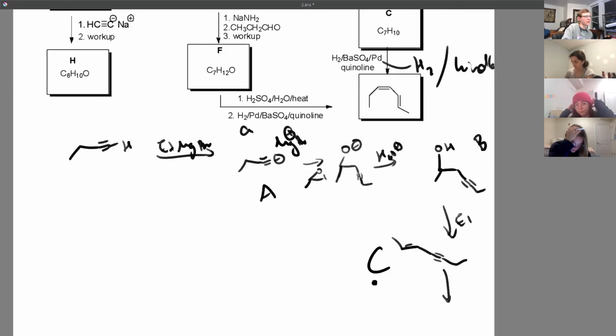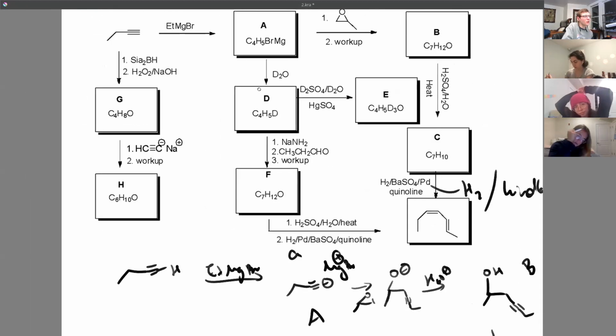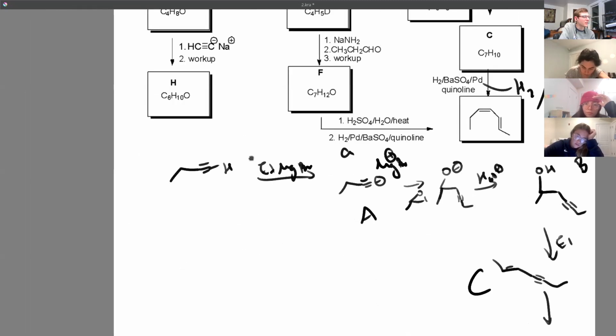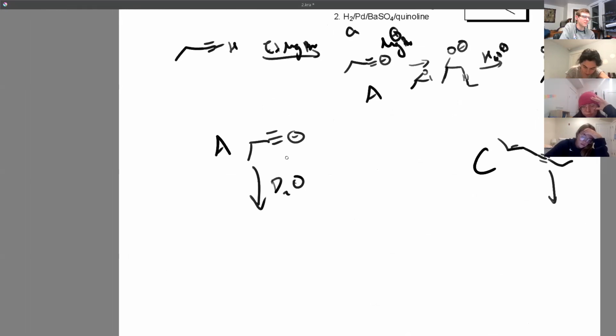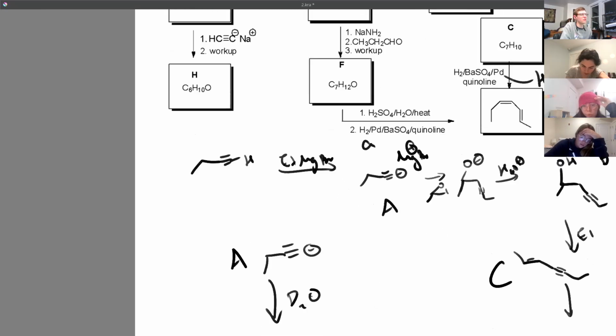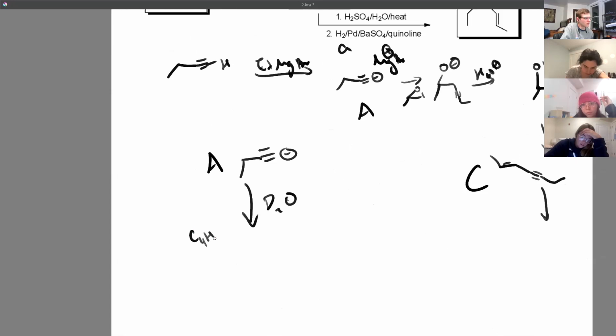Anyway, so this was C over here. Cool. Let's go back up. And if you were still working on the problem, maybe you've had a chance to finish this up. Either way, here we go. Over here we're taking A, which has a minus charge, and then we're adding deuterium oxide, D2O, right? And the structure is C4H5D. And so what reaction are we going to do?